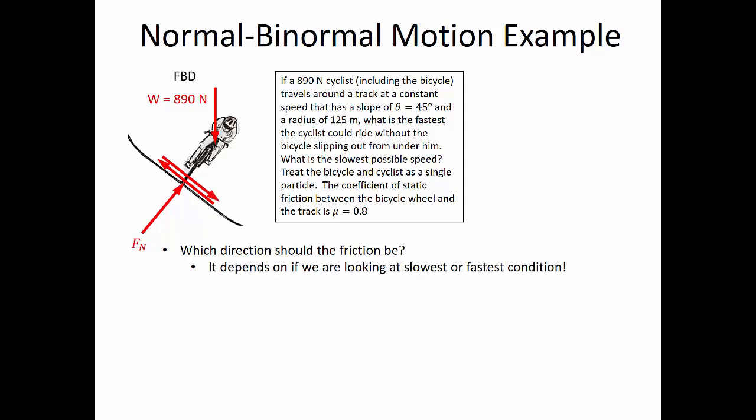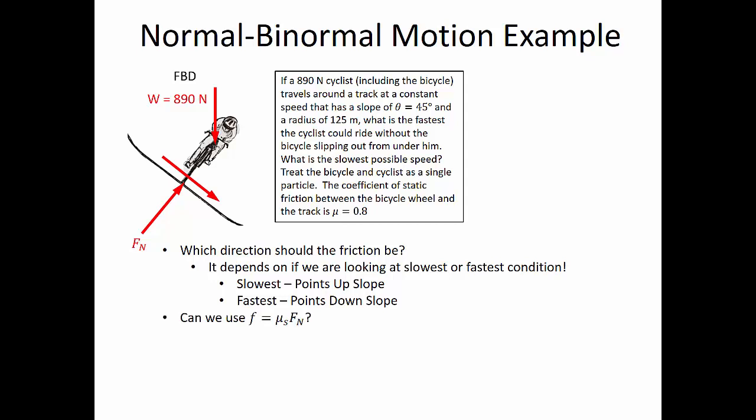Well, it depends on if we're looking at the slowest or fastest condition. If we're looking at the slowest condition, then the friction would point up the slope, which would be opposite the direction that the bicycle wants to move. The fastest would point down the slope, preventing the bicycle from sliding up the track.